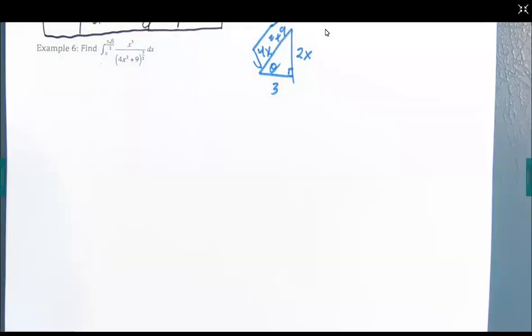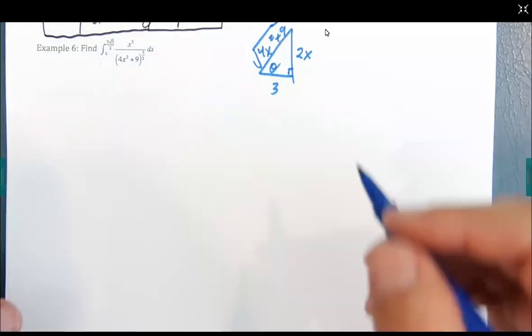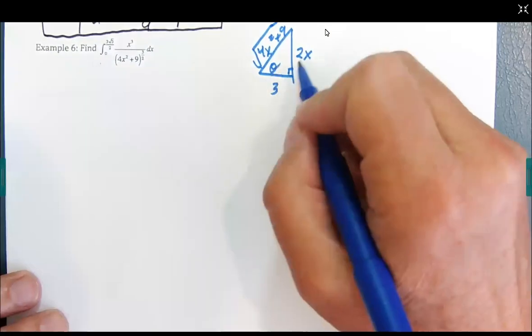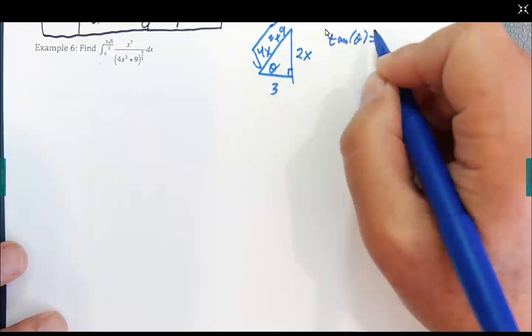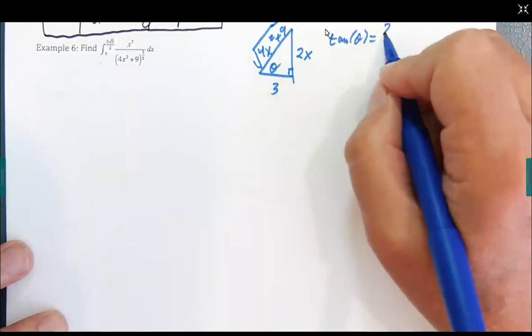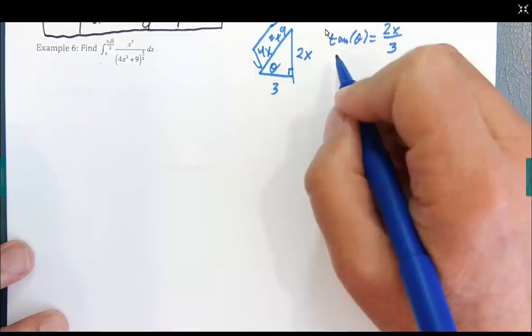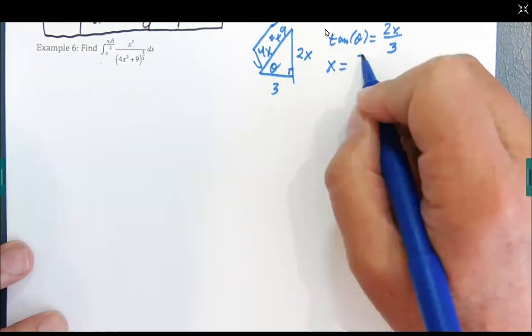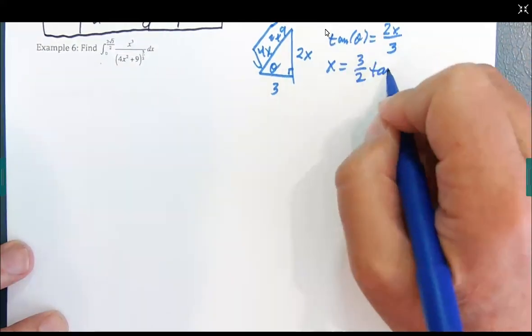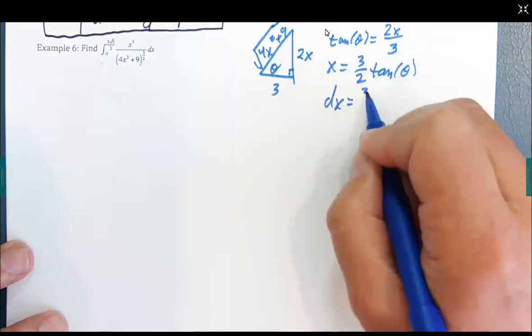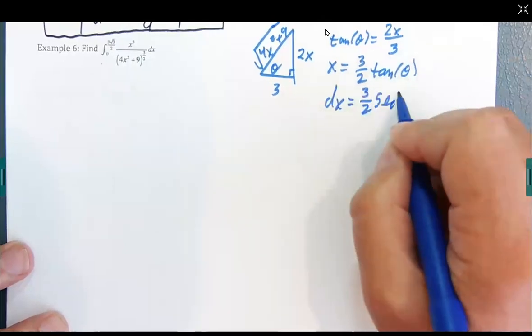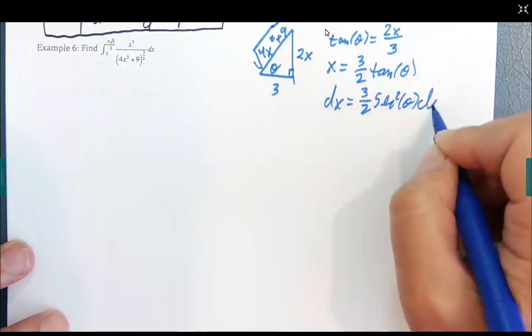All right, so let's start by digging our x out. I'm going to compare, this is going to be tangent. Theta is 2x over 3, which means x is 3 halves tangent theta, which means dx is 3 halves secant squared theta d theta. So there's our first piece.